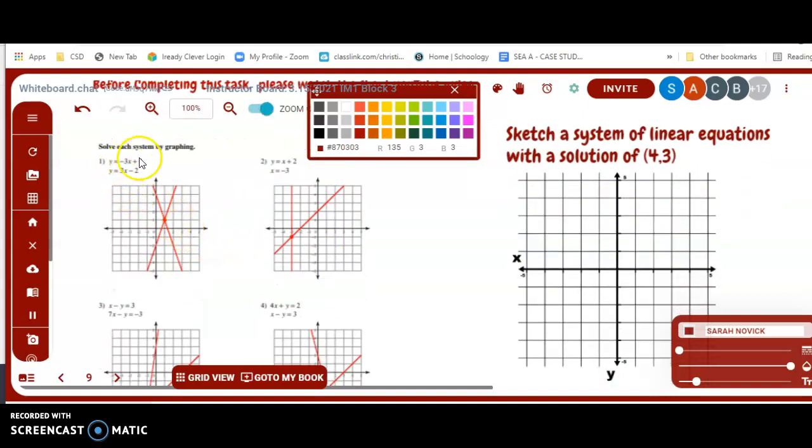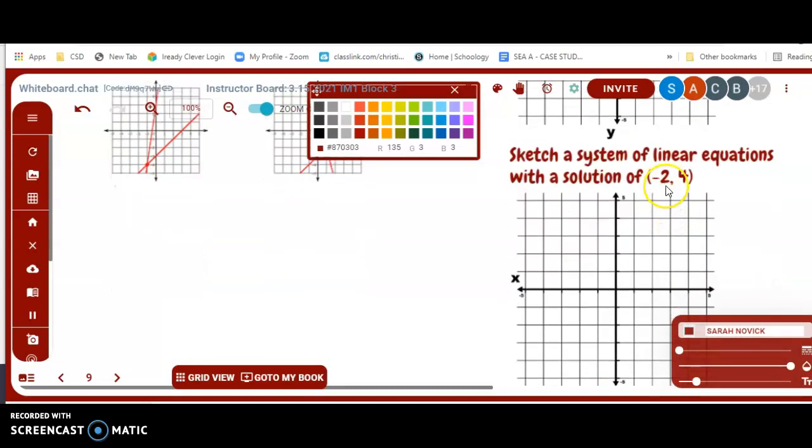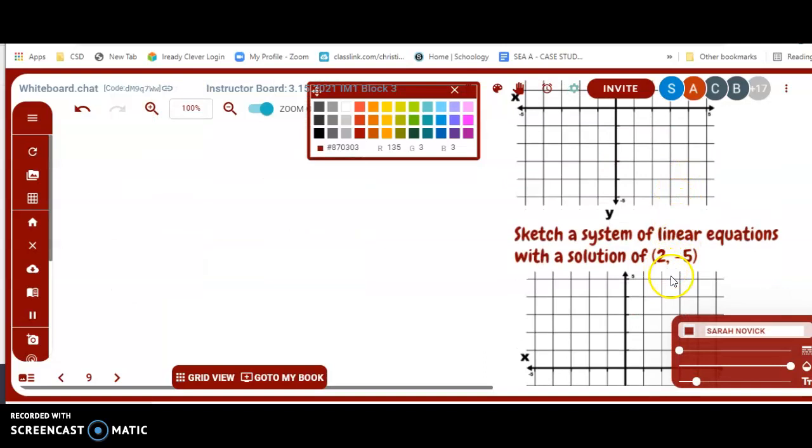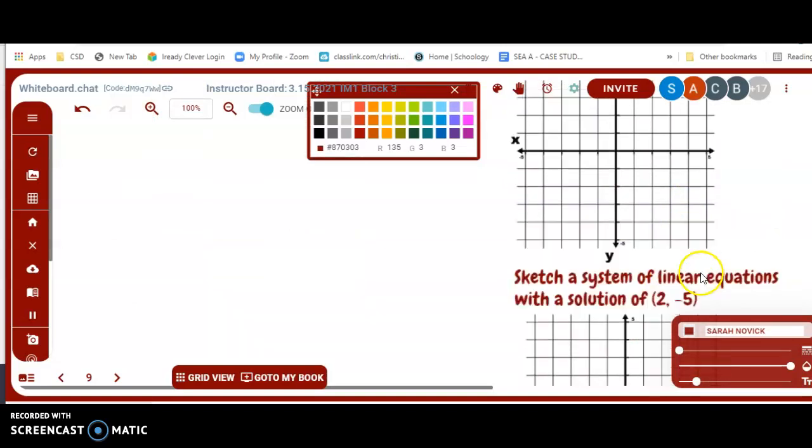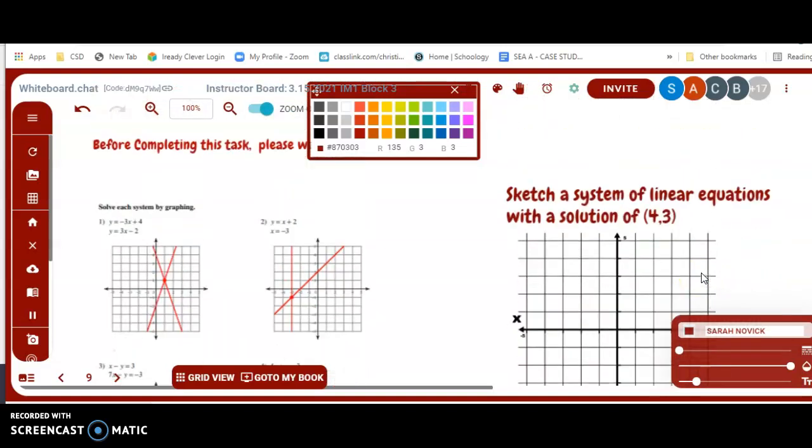It says, solve each system by graphing. You can see that these are already drawn for you. We're going to go through some examples working with this in just one moment. Over here on the right, it says sketch a system of linear equations, or a pair of linear equations, with a solution of (4, 3), a solution of (-2, -4), and a solution of (2, -5). That's your task for today. However, I would stay on this video to watch for the expectations on how to get this done.